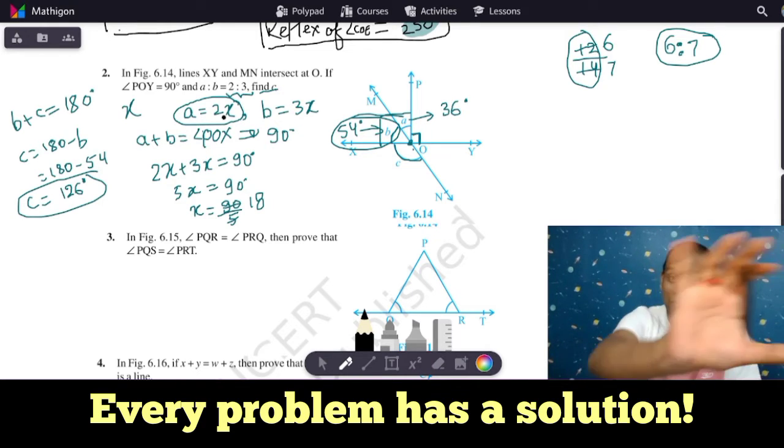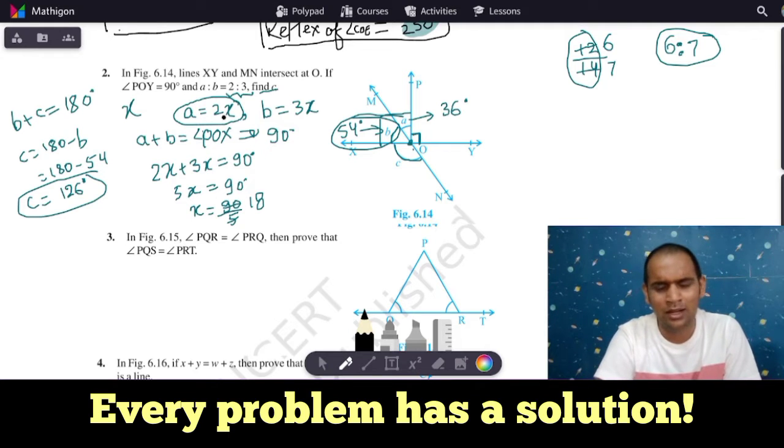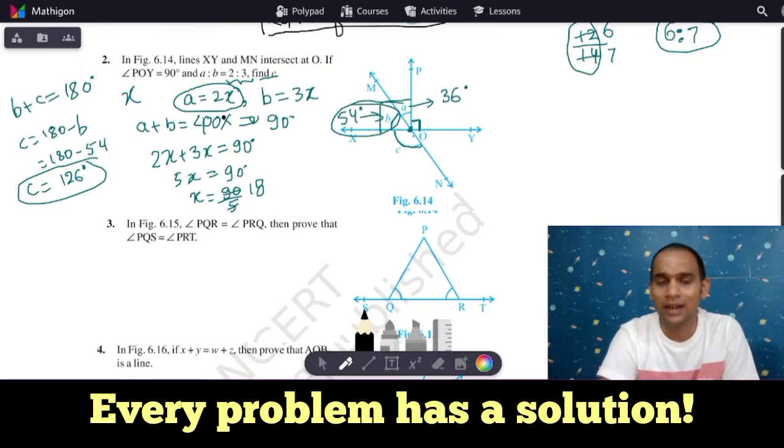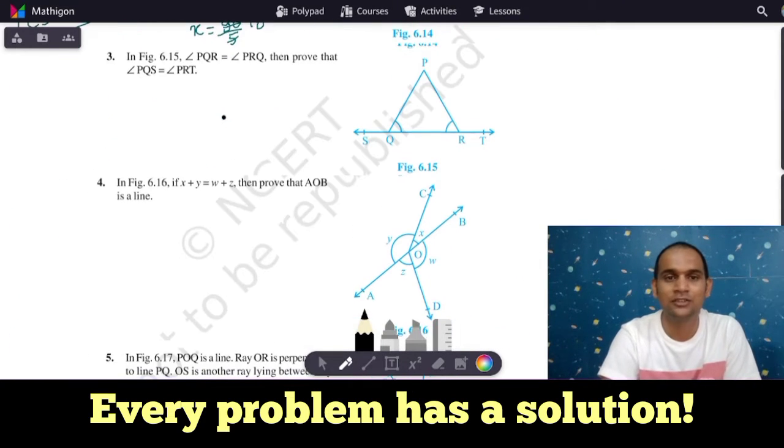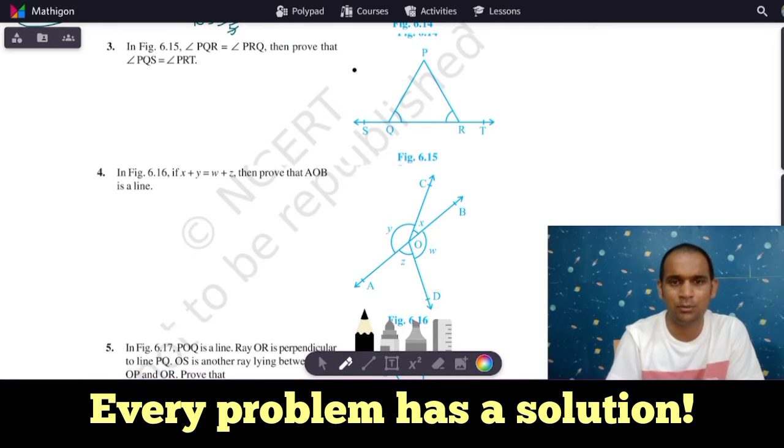Now, you need not write in such a clumsy manner. I'm just making you understand how to approach these problems. You can write it the way we have done the first question. Okay, let's go to the third one. Third one is a very easy problem.